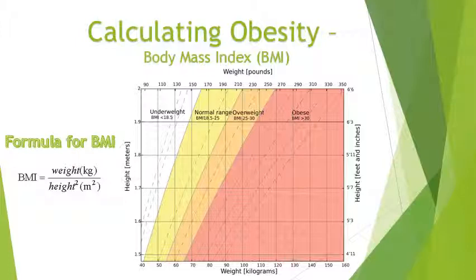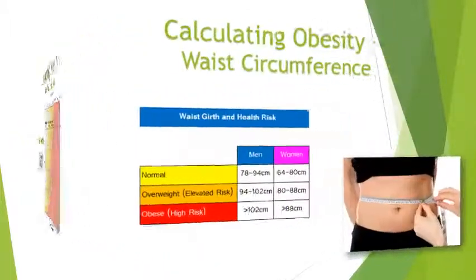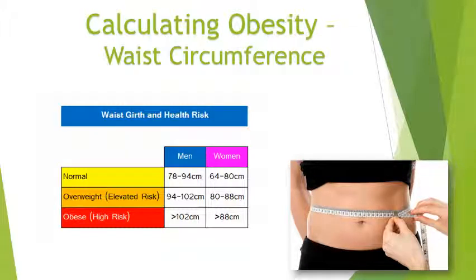Another commonly used method for the measurement of obesity is waist circumference. Waist circumference measurements that indicate regional fat distribution are increasingly recognized as a useful tool in assessing body fat. This is because abdominal fat is considered more threatening to health than fat stored in other regions. A waist-to-hip ratio greater than 1 in men and 0.8 in women indicates increased health risks.